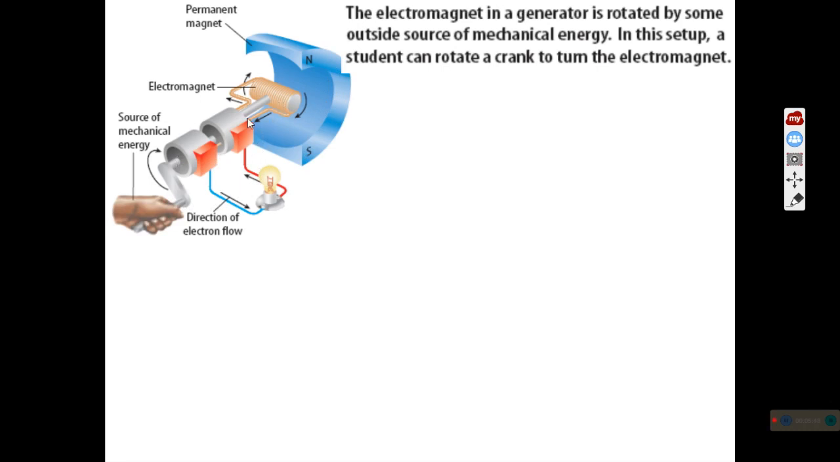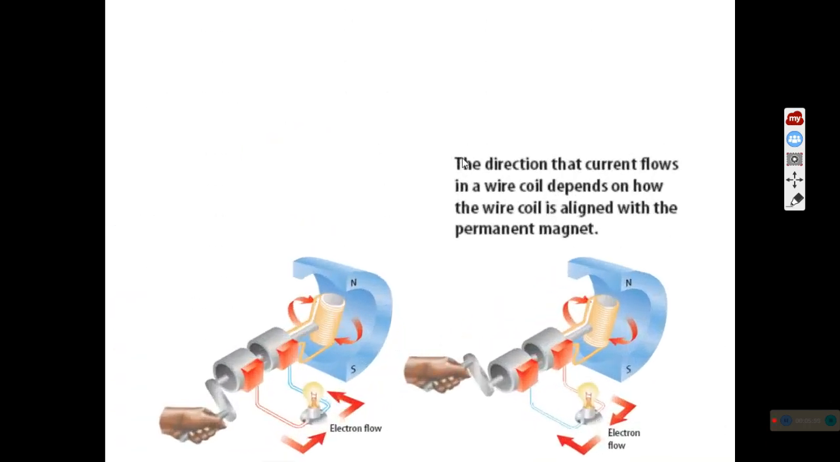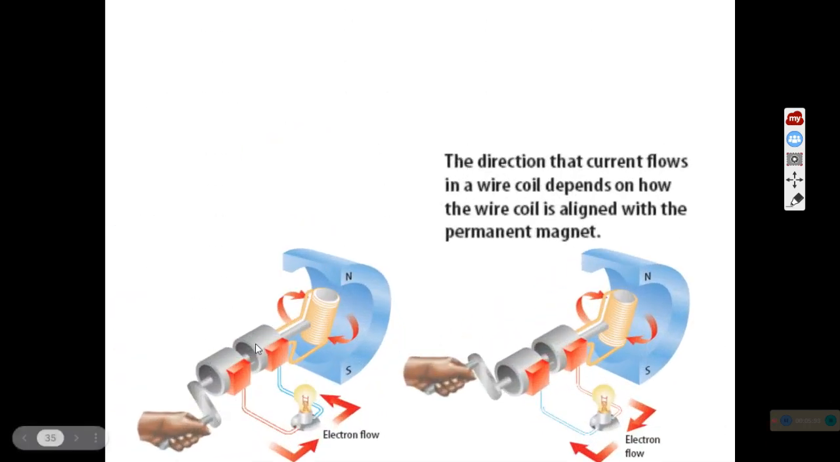Here, we are going to physically create the magnetic field by spinning this electromagnet inside of the permanent magnet, and that is going to create electricity. So, in a generator, there is a form of mechanical energy. The direction that the current flows in a wire depends on how it's aligned with the permanent magnet. So, if you've got a light bulb attached and you start spinning it, you can see this electromagnet going backwards and forwards.